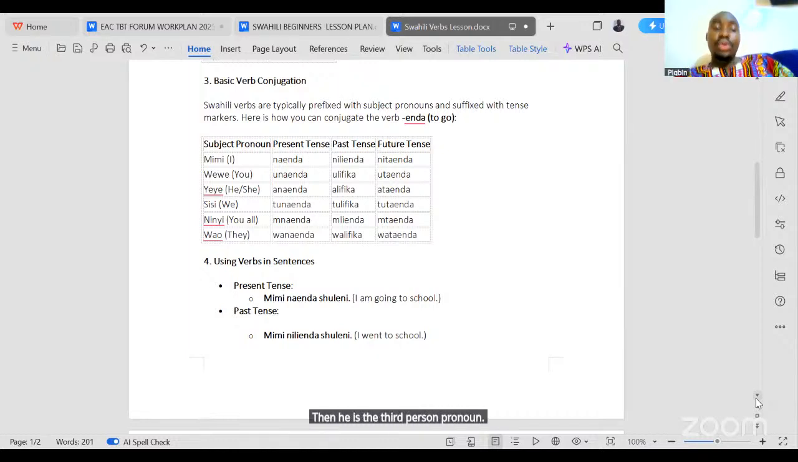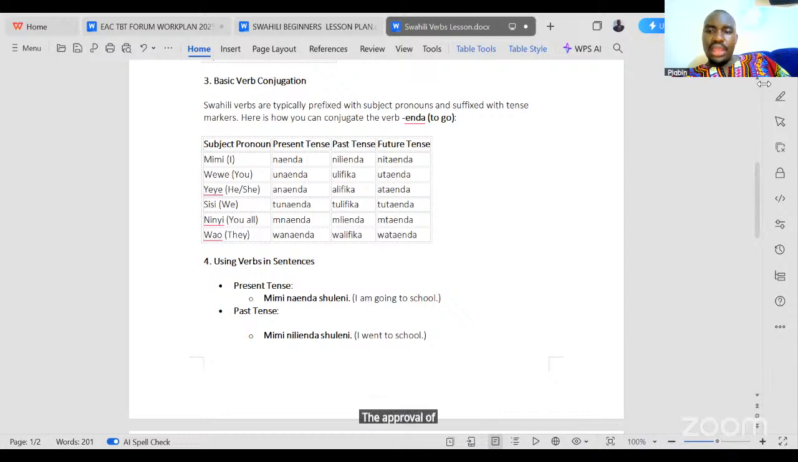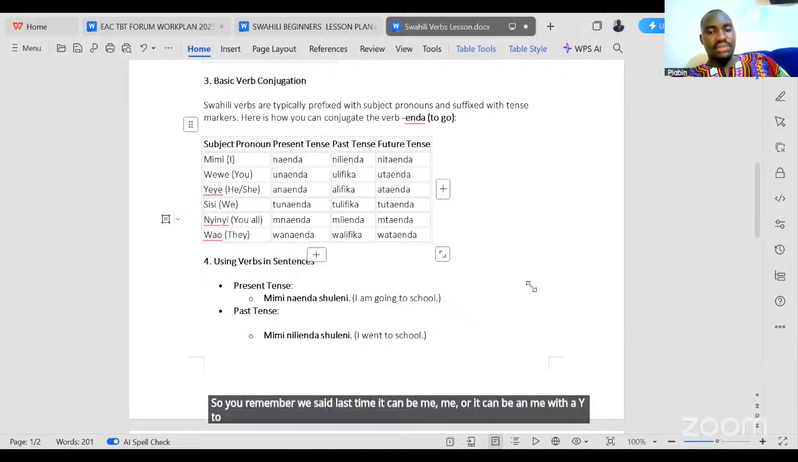Now the plural of the first person pronoun mimi is sisi. So we, the plural of I, is we, which in Swahili is sisi. Now the plural of the word wewe in Swahili is ninyi. As we remembered last time, it can be ninyi or it can be ni with a y, to say ninyi. Either of them works.